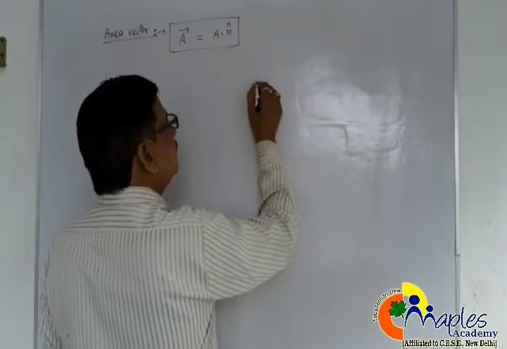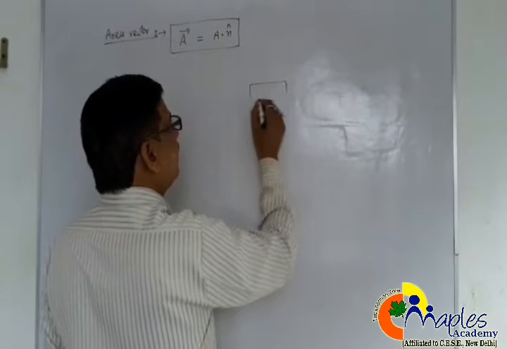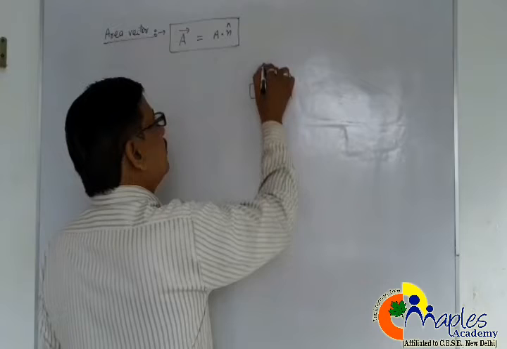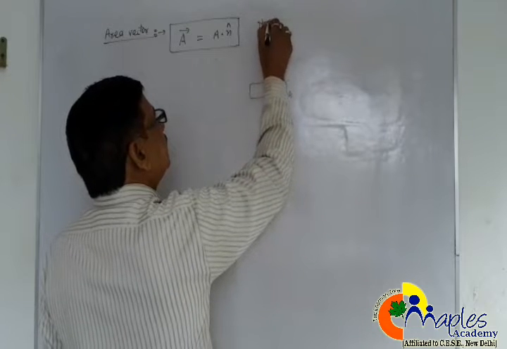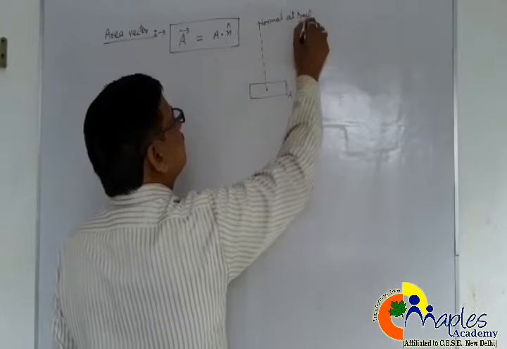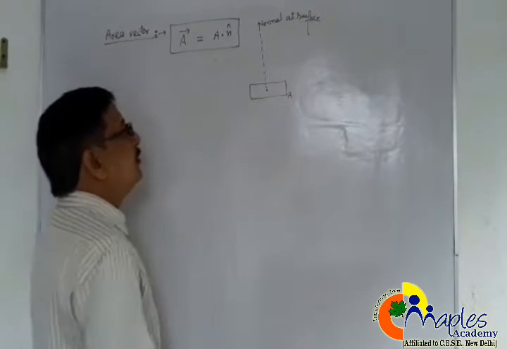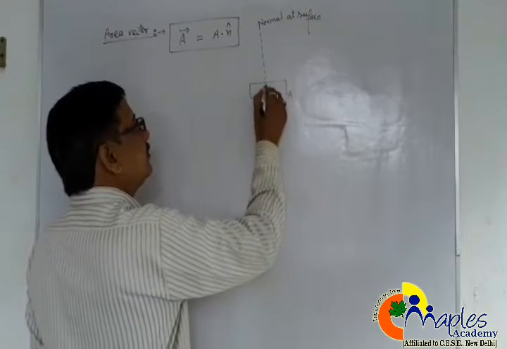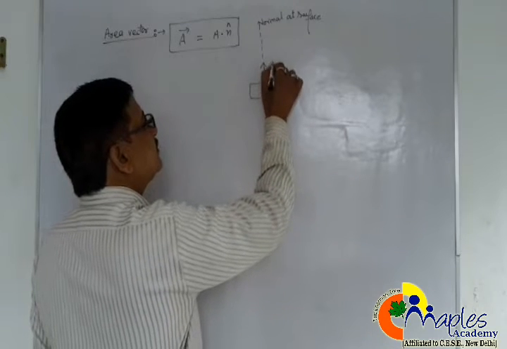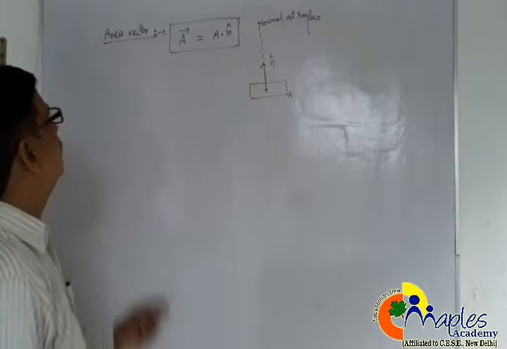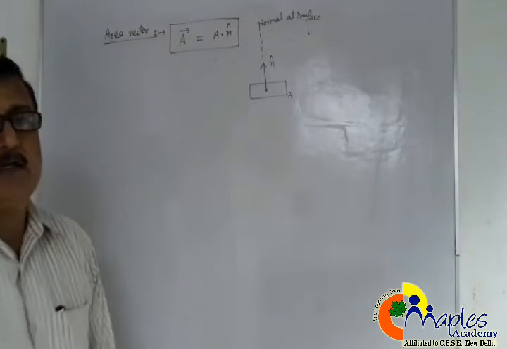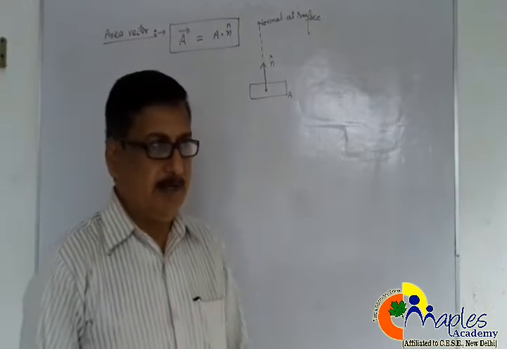Suppose this is an area A. We will draw a perpendicular normal at the surface. The direction of unit vector will be along the perpendicular on the surface. This is the unit vector. So in this chapter we take the area as a vector.